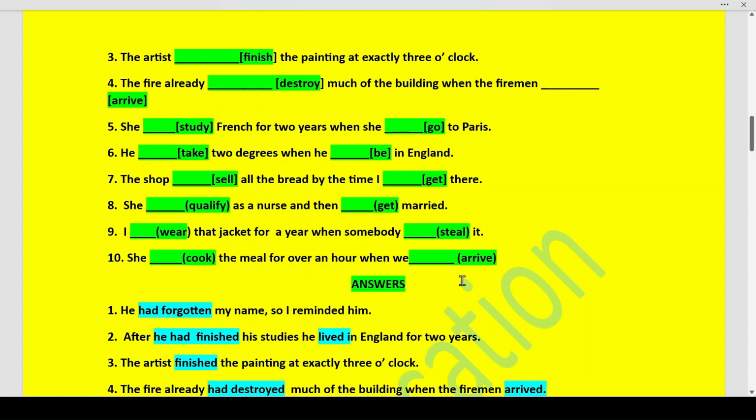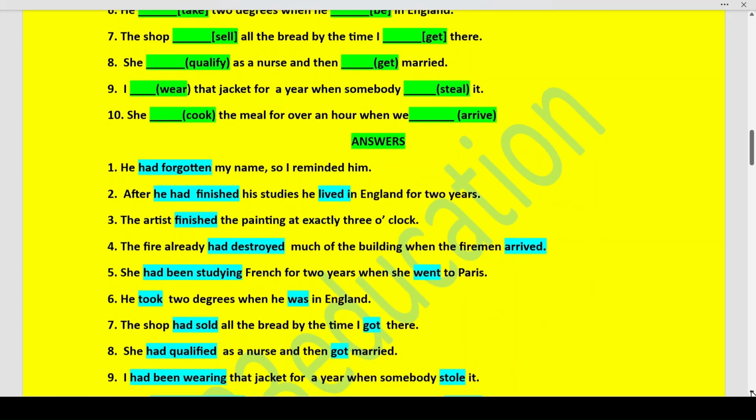Now, in these kinds of questions, students, you have to analyze the tense in which it is. Over here, it is very simple for you because it is already mentioned in the question that it has to be written in the past tense. Otherwise, how do you identify? Like in the 10th one, for over an hour means it is already in the past when we arrived. Next, the answers are given over here. Please refer to it.